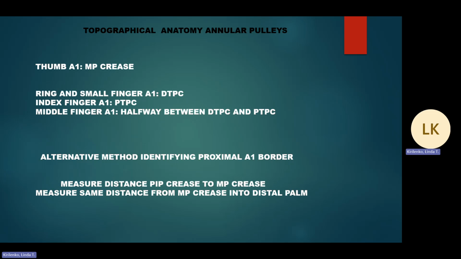An alternative method of identifying the location of the A1 pulley is to measure the distance between the crease at the proximal interphalangeal joint to the crease at the metacarpophalangeal joint, and then measure the same distance into the palm, and this is essentially where you should find the A1.